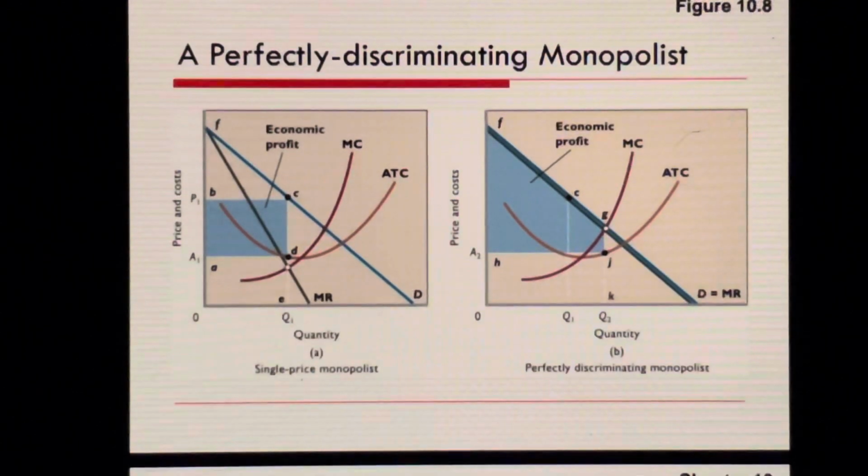A perfectly discriminating monopolist versus a single-price monopolist, where the quantities always matter, as shown with price and cost against quantity one and quantity two. They control the price on different slabs, maintaining market values with proper sloping and sustainability.